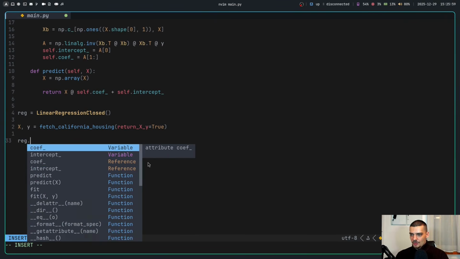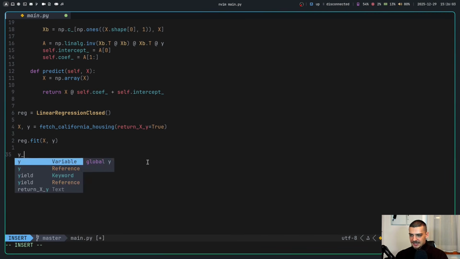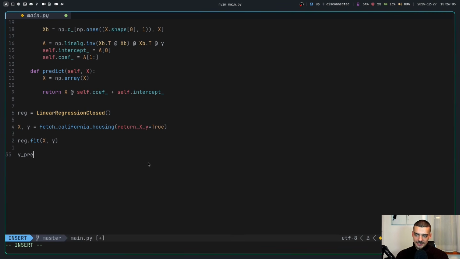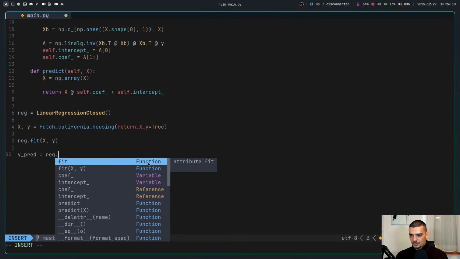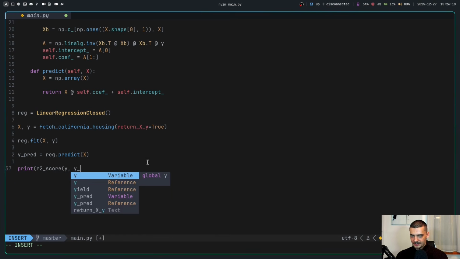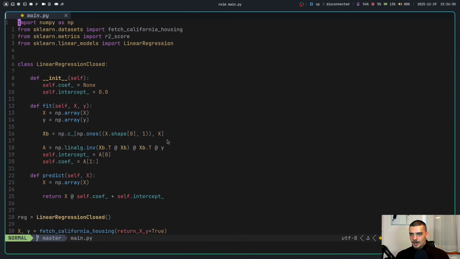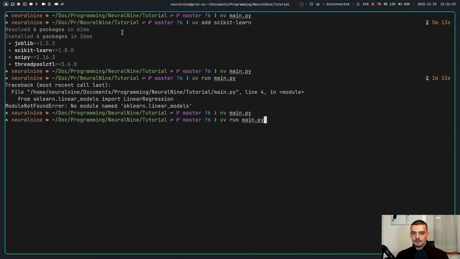And then I'm going to say reg.fit X, y. And then I can also say the predictions. I'm going to just evaluate on the training data just to see if the algorithm works. So y_pred is reg.predict onto X. And then I'm going to print the R2 score of y and y_pred. So uv run main.py. It's not linear_models, it's linear_model. So let's see. And I get this R2 score of 0.6.